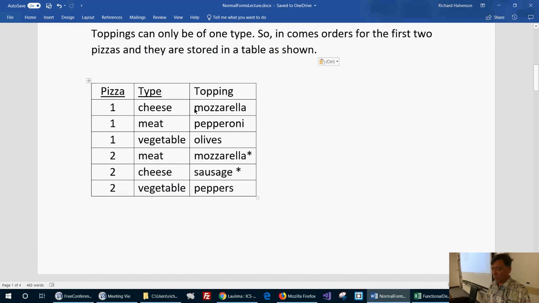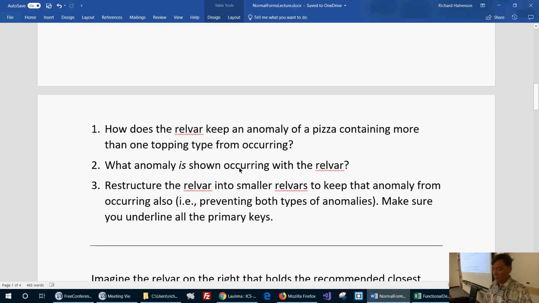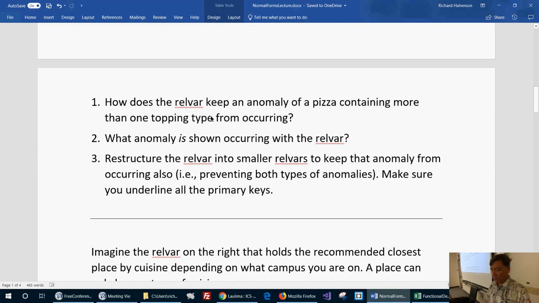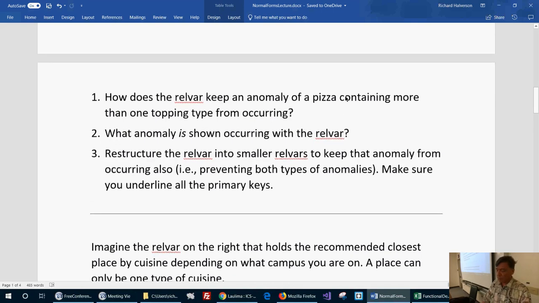Because the type is determined by the topping, we have a dependency where topping determines type. Okay, so how does the relvar keep an anomaly of a pizza containing more than one topping? How does it keep that from occurring?